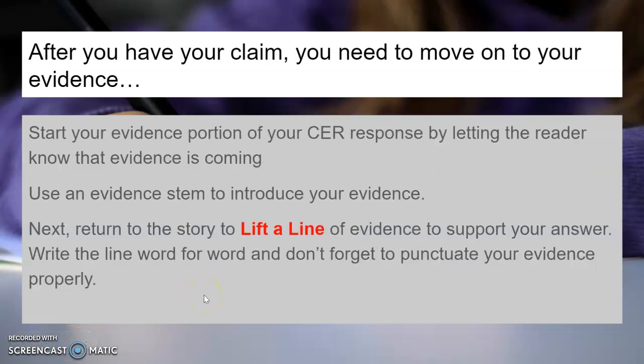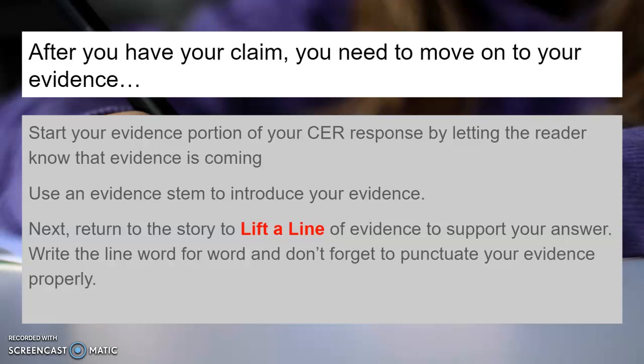After you have your claim, you need to move on to your evidence. You're going to start your evidence portion of your CER response by letting the reader know that the evidence is coming. You have to cue them in that evidence is coming so that they don't get lost. They know what you're about to do.